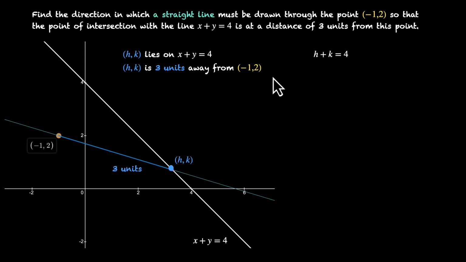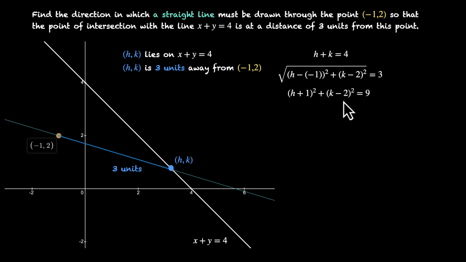And now let's use the distance formula. The distance between h comma k and minus 1 comma 2 is given by the square root of h minus minus 1 squared plus k minus 2 squared. This is equal to 3. Now let's solve both of them. Let's simplify the square root equation. We have h plus 1 squared plus k minus 2 squared equals 3 squared, that's 9. We have squared both the sides.